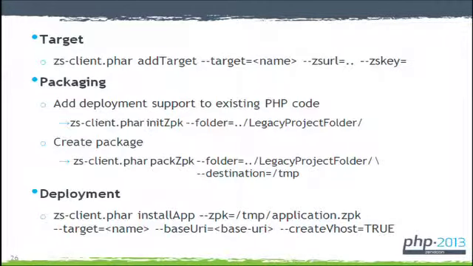And now, once he has the package, which is a ZPK file, something like a zip file with a bit more meta information in it, he can just install it. And what he needs to provide is the file. He needs to provide the target containing all that data. He needs to provide the base URI, and if needed, other parameters.